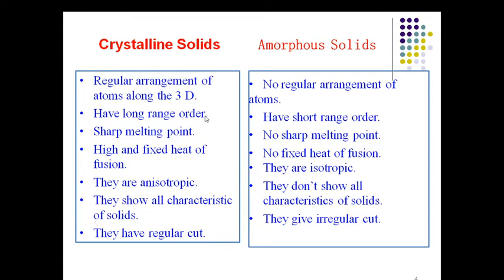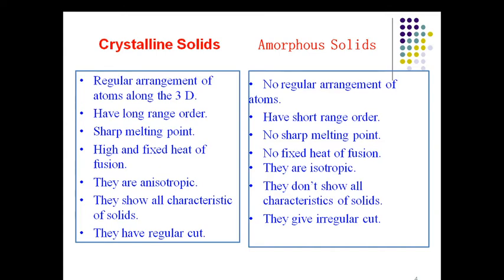The crystalline solids have long range order. You've seen last time what we mean by an order. An order is nothing but the arrangement of atoms repeated over long distance in all the directions. So long range order means a particular arrangement is repeated in all the 3 directions over long distances. Short range order means the same arrangement will be broken and will not be repeated over long distances. So crystalline solids are the ones in which we have long range order. Amorphous solids have short range order.